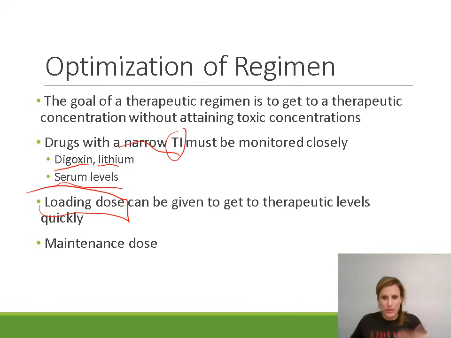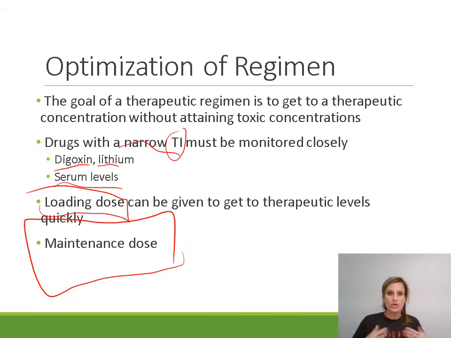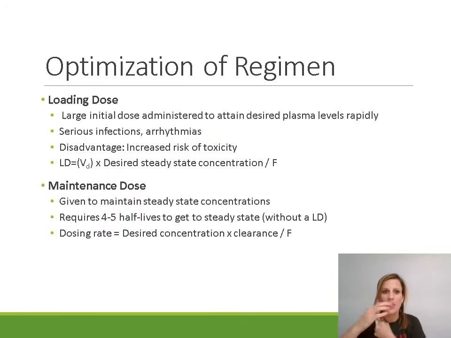It's just that you load them up right away, and then you can start giving the drug either by continuous infusion or your fixed interval dosing, which is referred to as the maintenance dose. So the loading dose is just a big initial dose that gets you up to that steady state concentration, that gets you up to that therapeutic level quickly. And then you can go on with your maintenance dose to try and stay there. So again, a loading dose is a large initial dose administered to attain desired plasma levels rapidly.